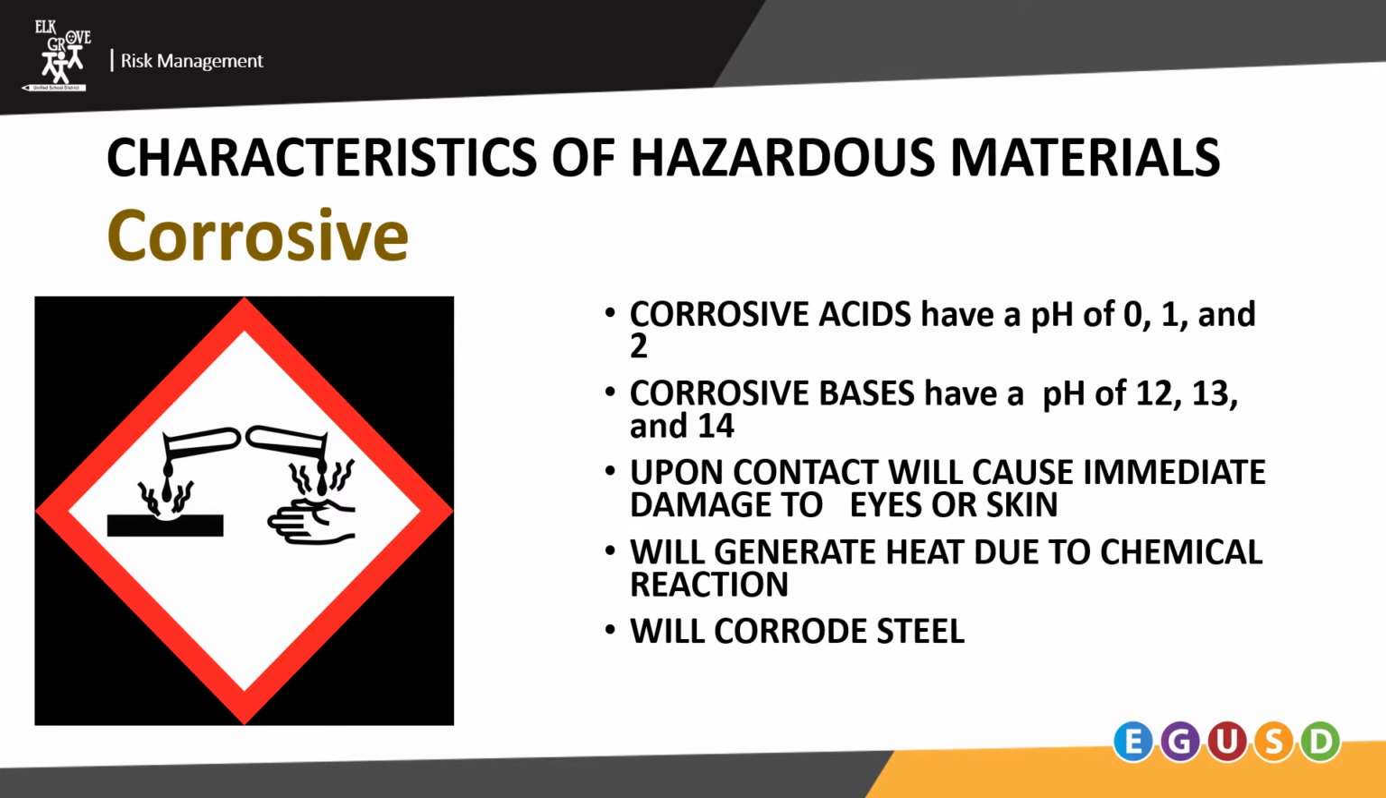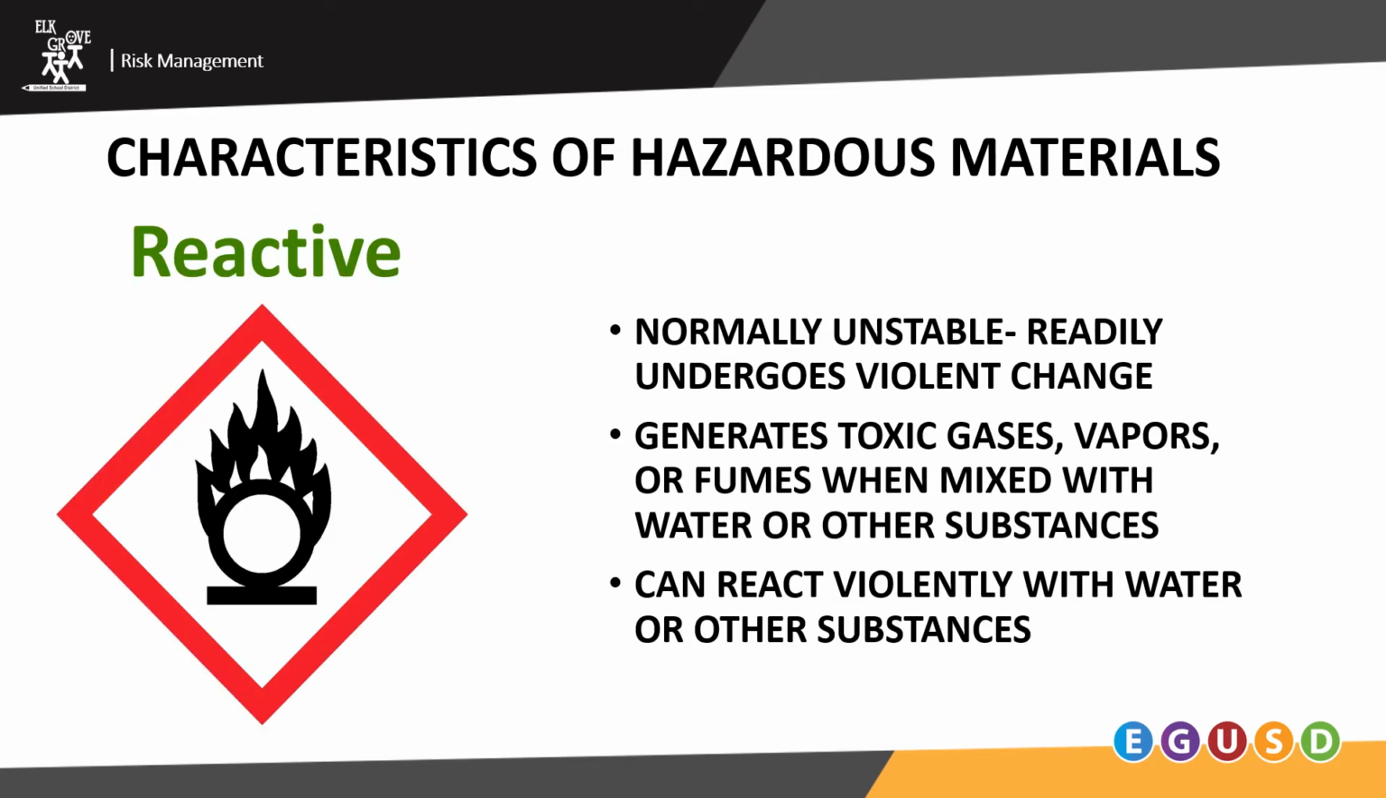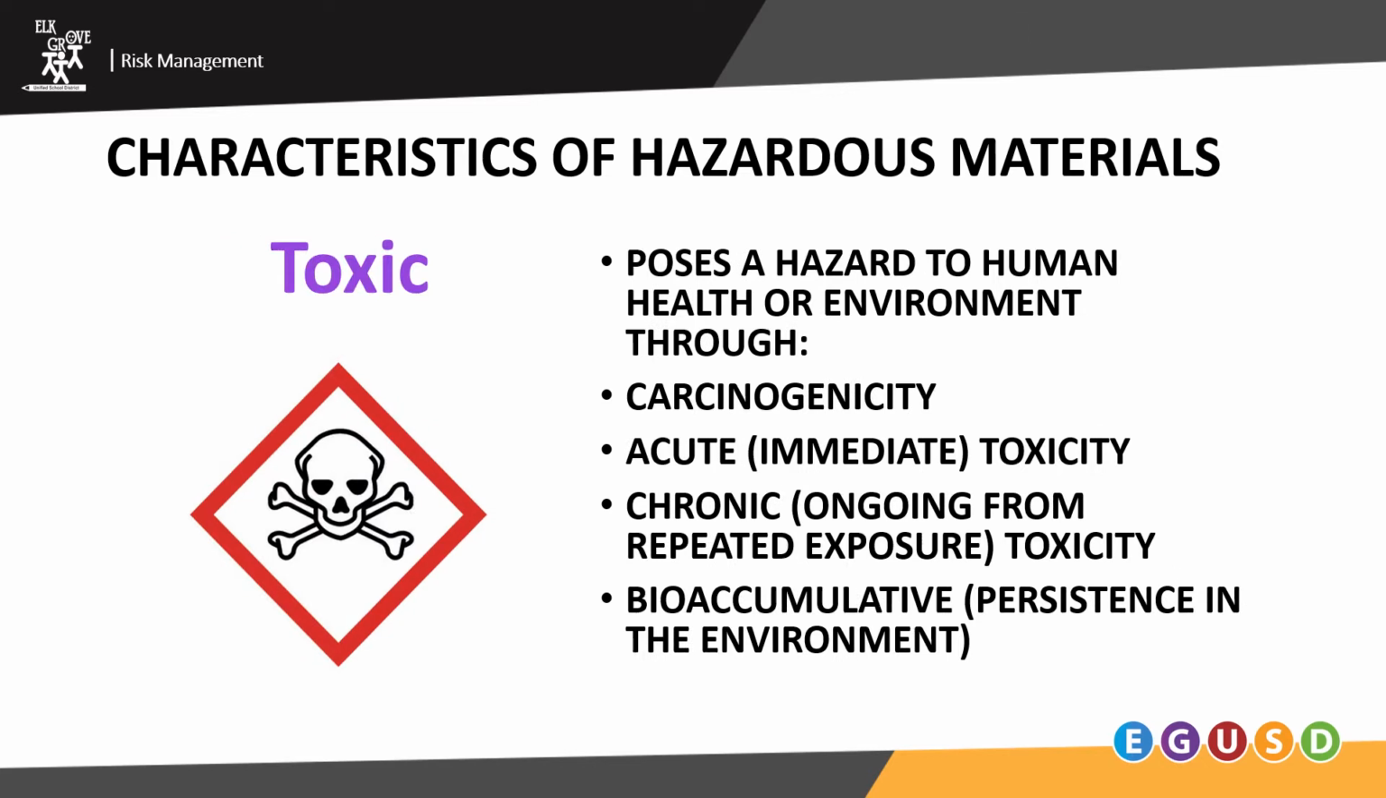Corrosive acids have a pH of 0, 1, and 2. Corrosive bases have a pH of 12, 13, and 14. Upon contact, will cause immediate damage to eyes or skin. Will generate heat due to chemical reaction. Will corrode steel. Reactive: normally unstable, readily undergoes violent change. Generates toxic gases, vapors, or fumes when mixed with water or other substances. Can react violently with water or other substances. Toxic: poses a hazard to human health or environment through carcinogenicity, acute (immediate) toxicity, chronic (ongoing from repeated exposure) toxicity, bioaccumulative, persistence in the environment.